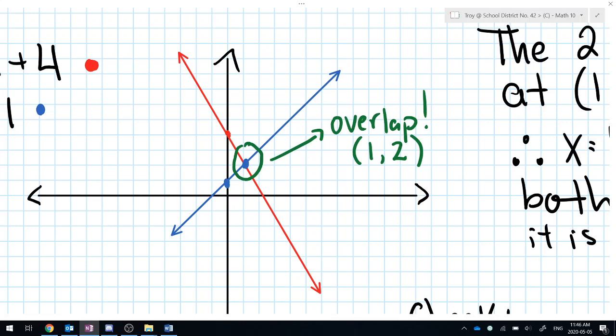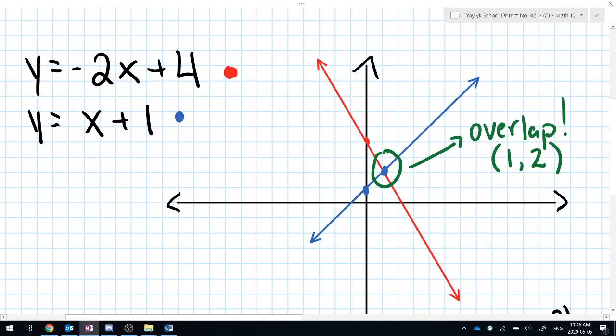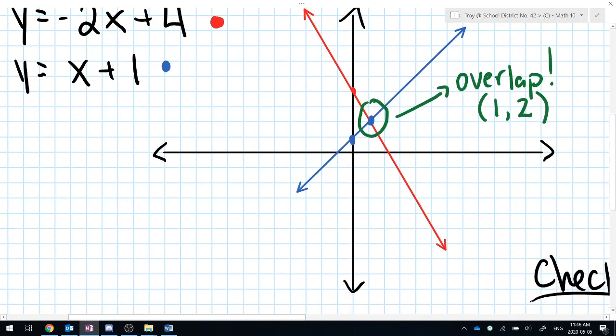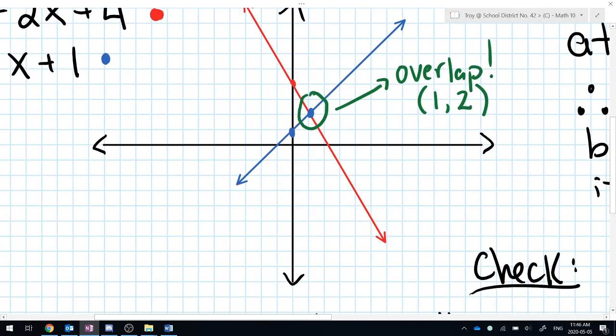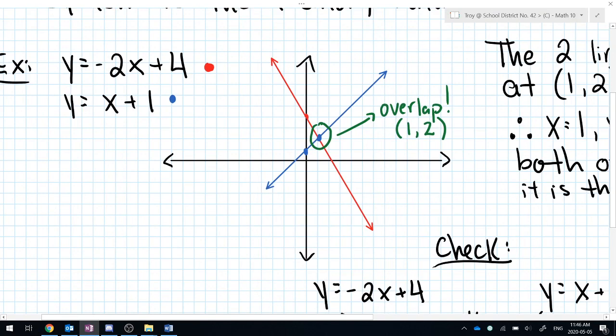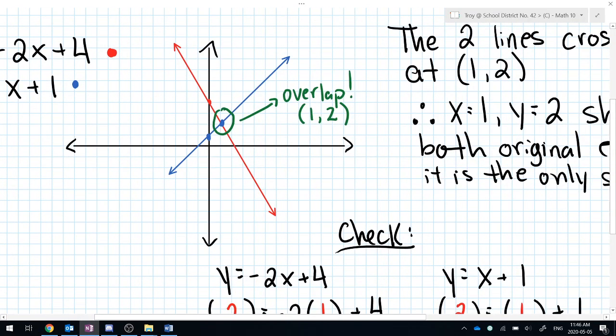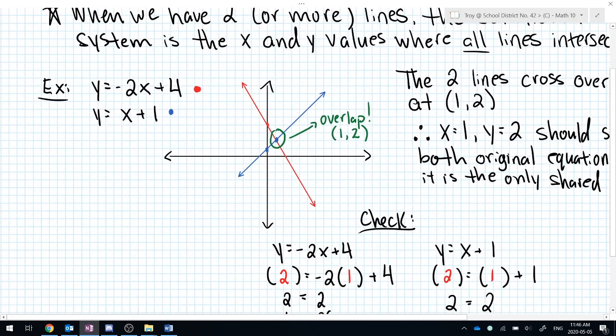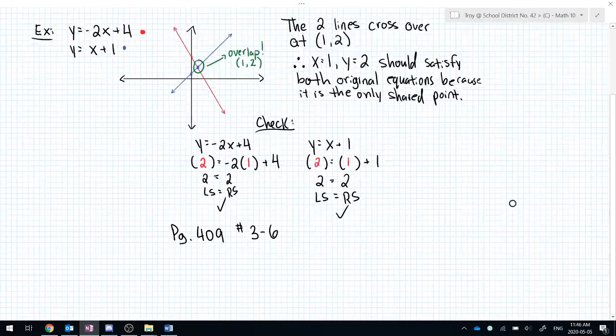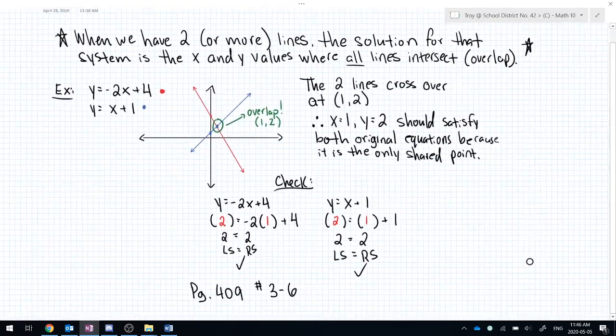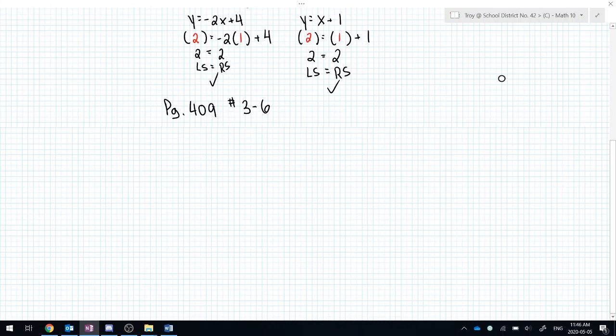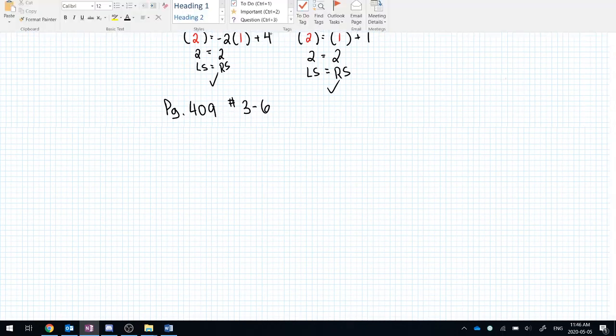We have the red function here, negative 2x plus 4, the blue function x plus 1. We found out that they crossed over at 1, 2. So that's our solution, the point 1, 2, or x equals 1, y equals 2. So I just want to jump into another example here to kind of refresh a little bit, I guess.